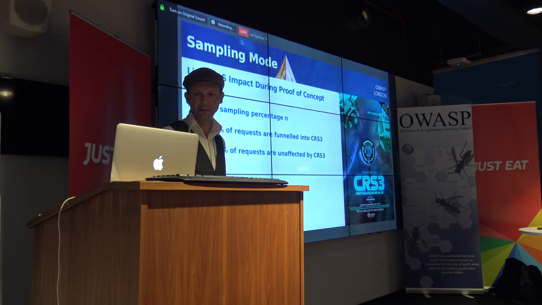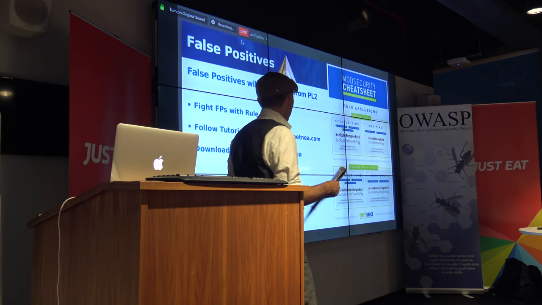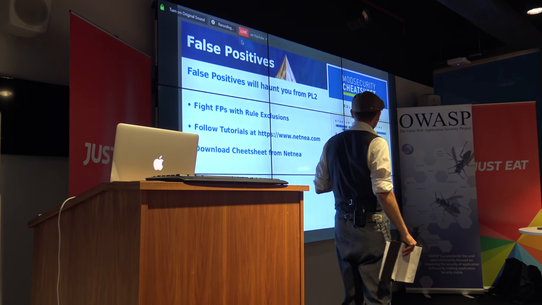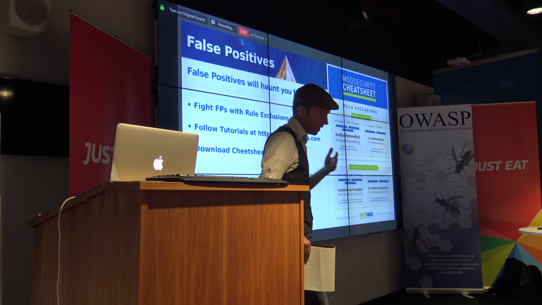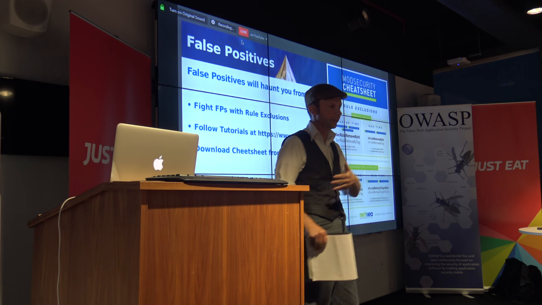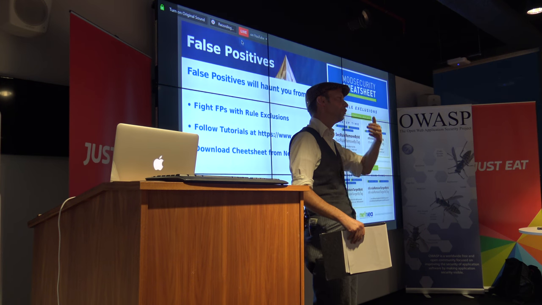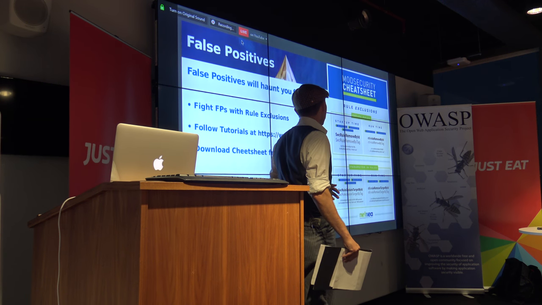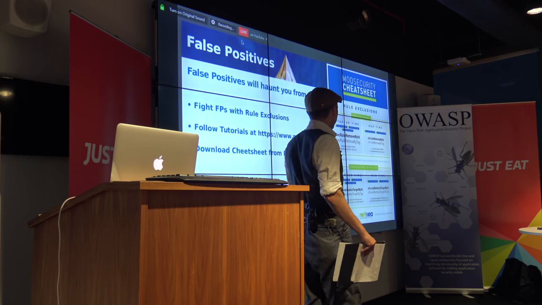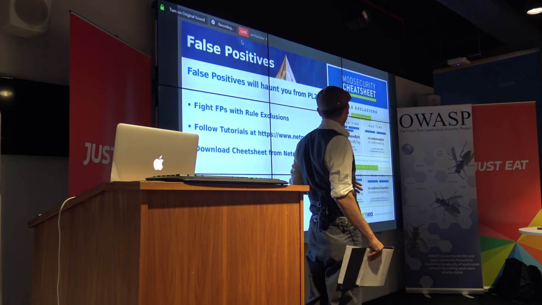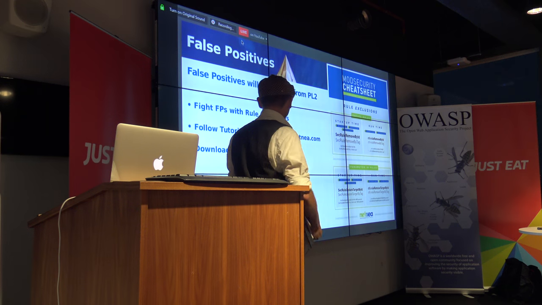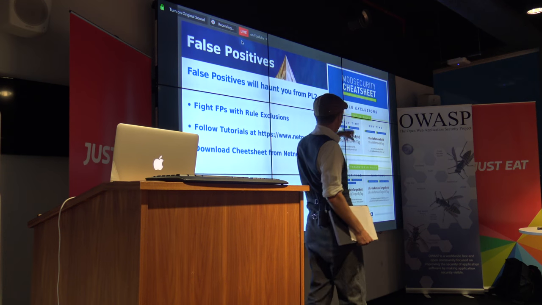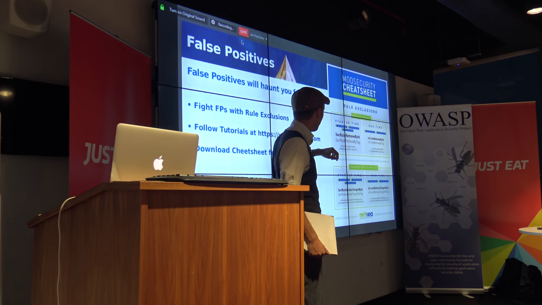Let's return to the false positives. There is another cheat sheet, the ModSecurity rule exclusion cheat sheet. The problem with false positives is that rules are triggered when they shouldn't be. And what you need to do is exclude this rule in this given situation. I'm typically advocating four ways to achieve this. This is all documented in tutorials, and you can also download the cheat sheet from my company website, netnea.com.